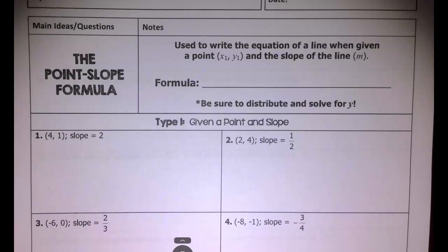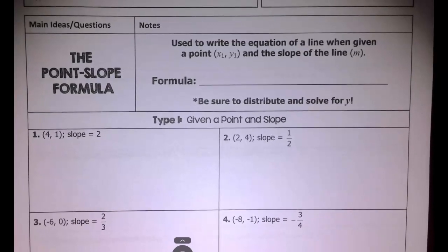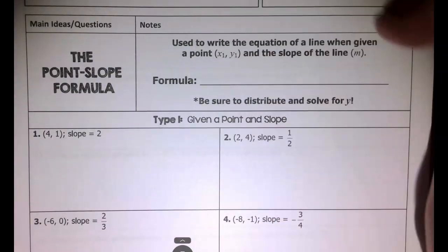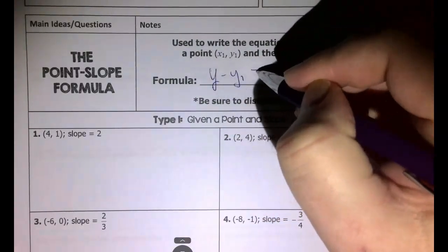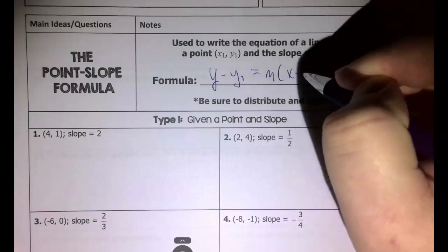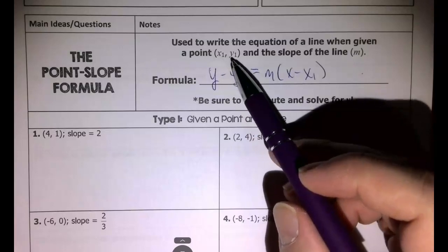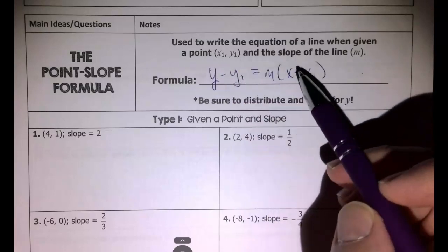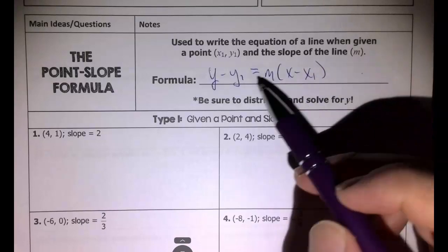Okay, today's lesson is on the point slope formula and how to use it to write equations into y equals mx plus b form, or slope intercept form. So the point slope formula is y minus y1 equals m times x minus x1. Y1 and x1 are the x and y coordinates of the point given to us, and m, just like in y equals mx plus b, is our slope.